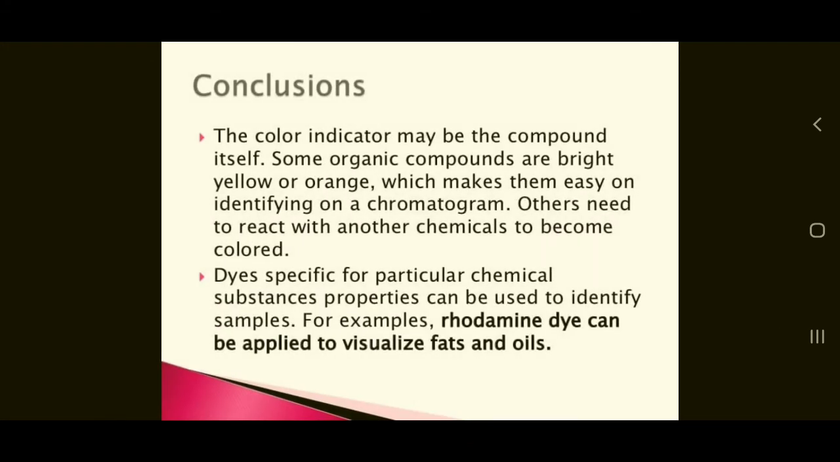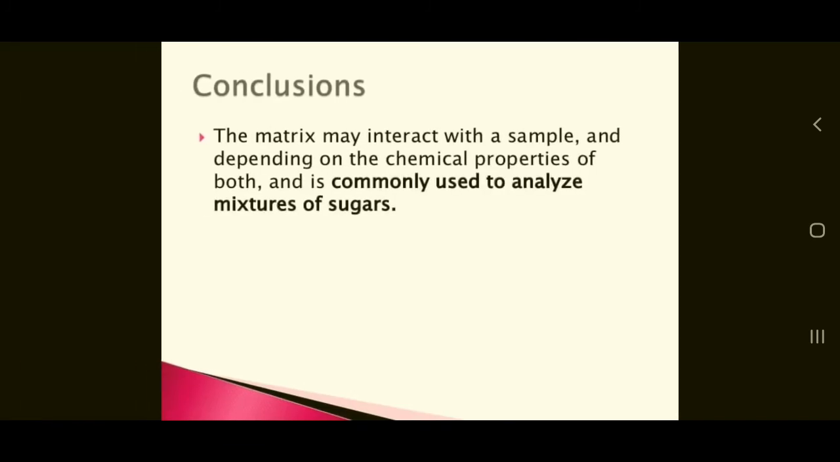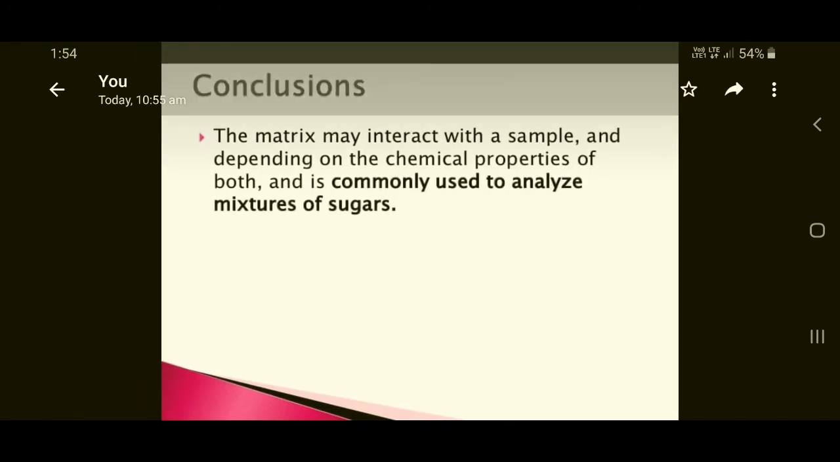So students, the color indicators may be the component itself. Some organic compounds are bright yellow or orange, which makes them easy to identify on the chromatogram; others need to react with another chemical so that they become colored. So a dye is specific to a particular chemical substance. Its properties can be used to identify samples. For example, rhodamine dyes can be applied to visualize fats and oils. Okay students, so this is chromatography and its techniques, different types of mixtures separation.